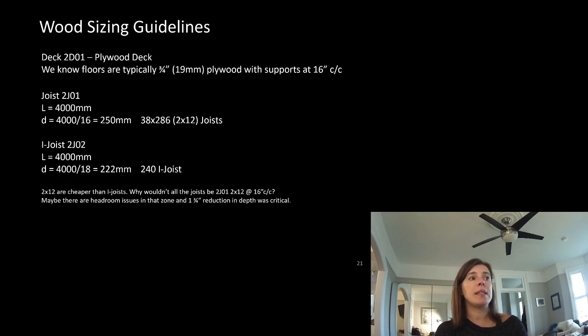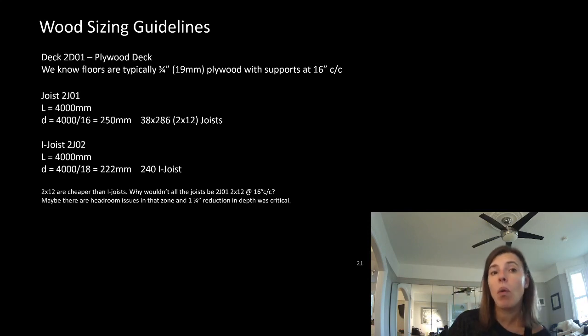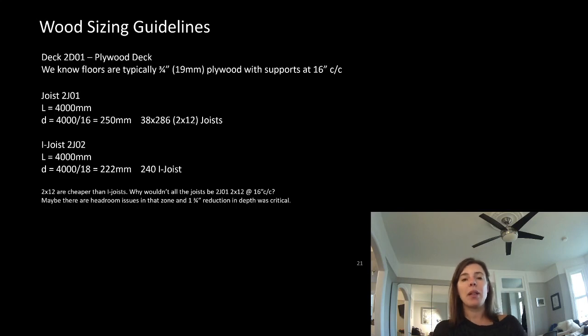2J02, they said, was an I joist. The length is still 4 meters. Our sizing guideline is 18. So 4 meters divided by 18 gives us 222 millimeters. Oh, well, we had I joists that were 241 or 240 millimeters deep. So that seems like a really good choice now.